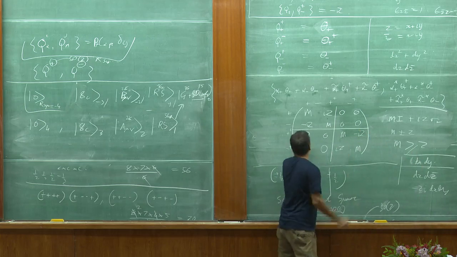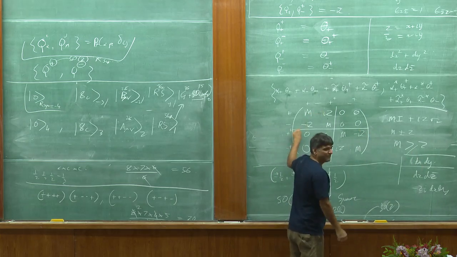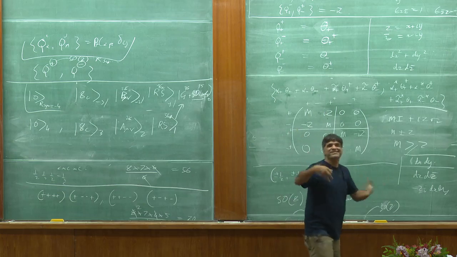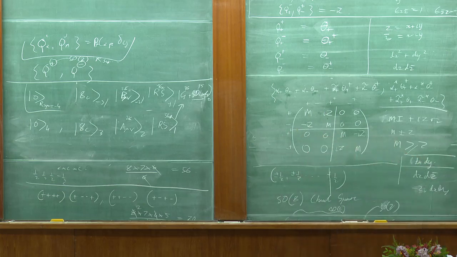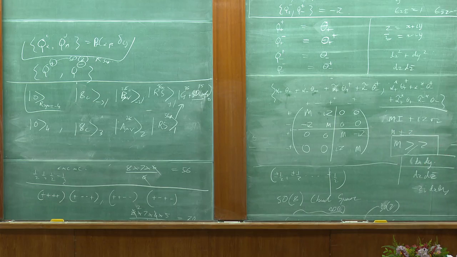I could have got the sign of this wrong, this might have been plus I, this might have been minus I, you can check all that. Under Z goes to minus Z, that doesn't change anything, right? Important thing is the relative sign. Okay? And so we see that it's impossible to get unitary representations of this algebra unless M is greater than or equal to Z.